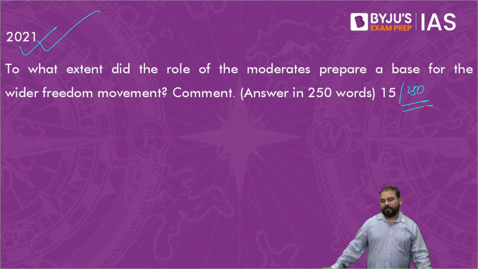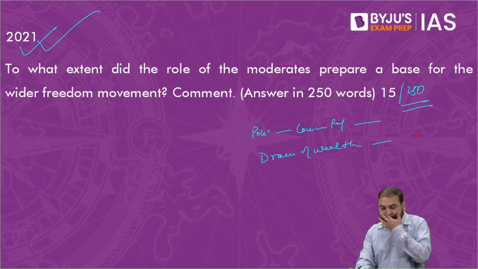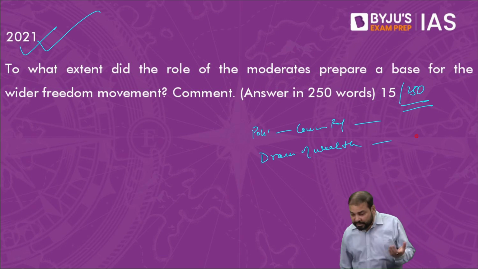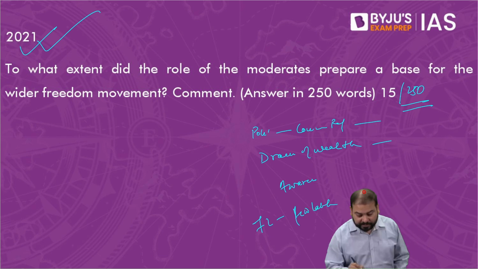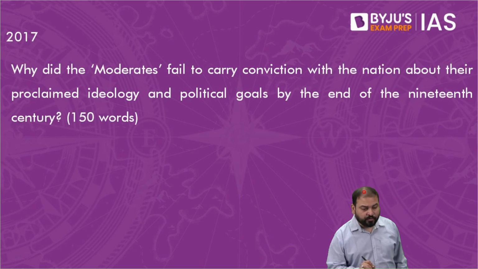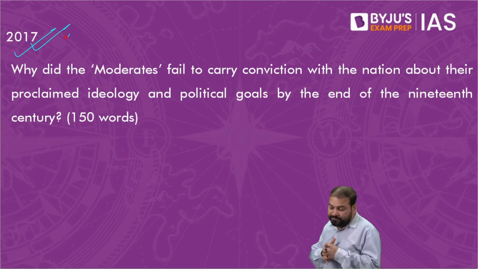Very simple question. Think about it, they talked about drain of wealth. So that's under the economic points. Politically, they did the council reforms. They created this awareness, from 72 to a few lakh. Everything can be written. And a similar question, see in 2017, a similar type of question came in 2017.